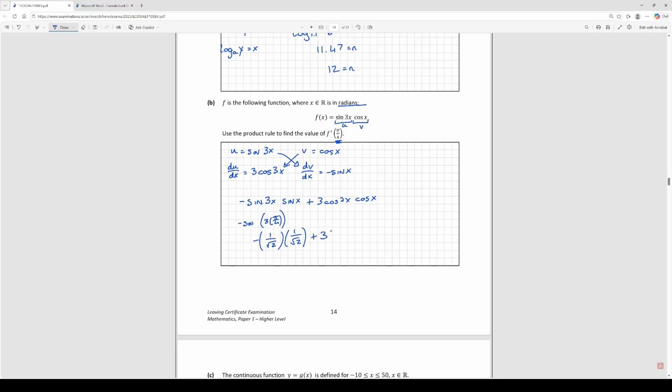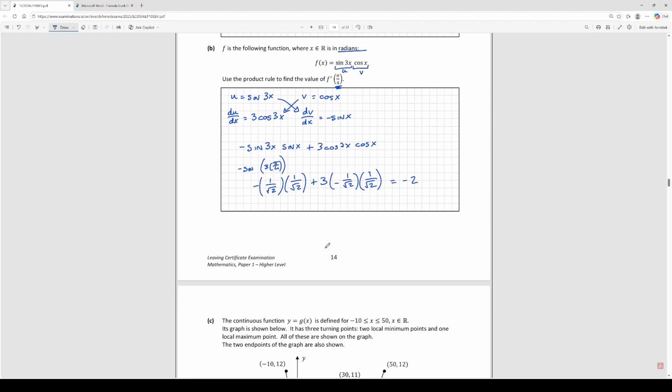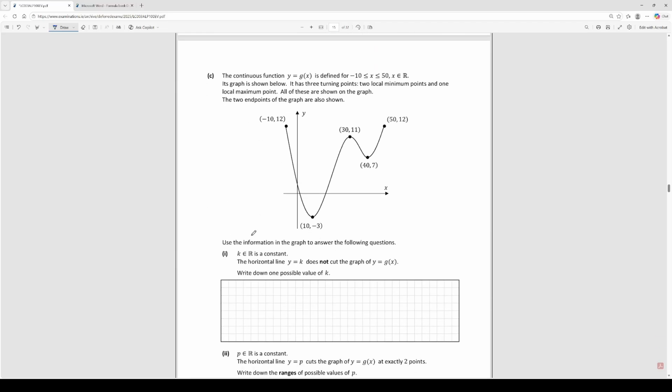Plus 3 times cos would be minus 1 over root 2. And your calculator will say something different. Your calculator will say root 2 over 2. Cos pi over 4 would be 1 over root 2. That would be minus 3 over 2. That would be minus 1 over 2. So minus 2, maybe? I don't know. As I said, do that bit yourself. I just wanted to see if I could do that for my own enjoyment.